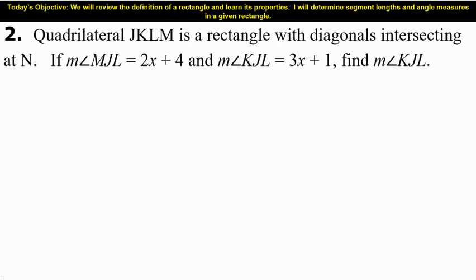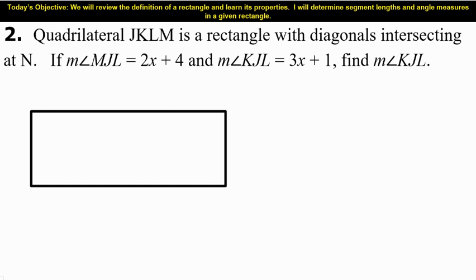Let's draw the picture. So we have a rectangle. We're going to name it JKLM. So you're going to pick one corner to put your J in, and from there, you're going to go either clockwise or counterclockwise. You cannot zigzag across your picture. I always go clockwise. So I'm going to put my K there, my L underneath it, and my M back underneath the J. My diagonals intersect at N, so I'm going to draw those in and put my N.